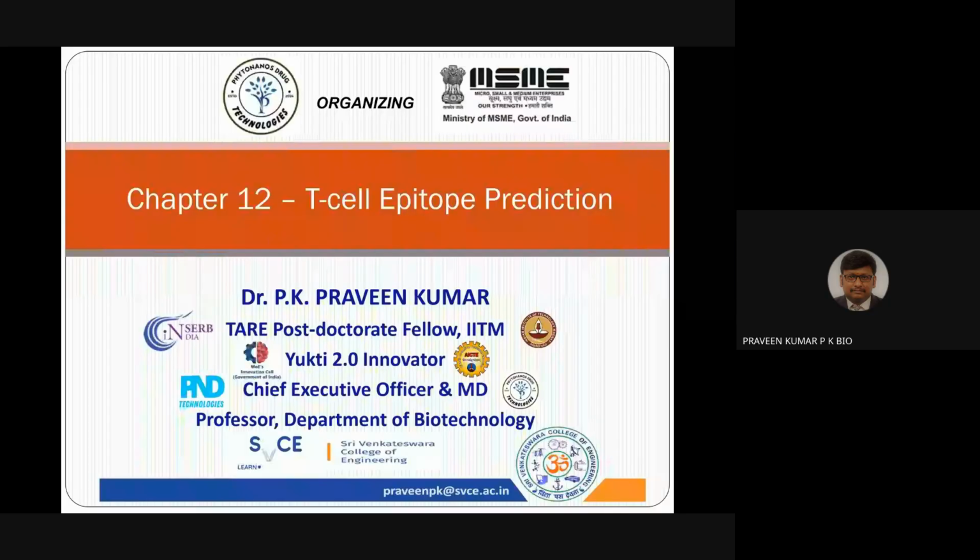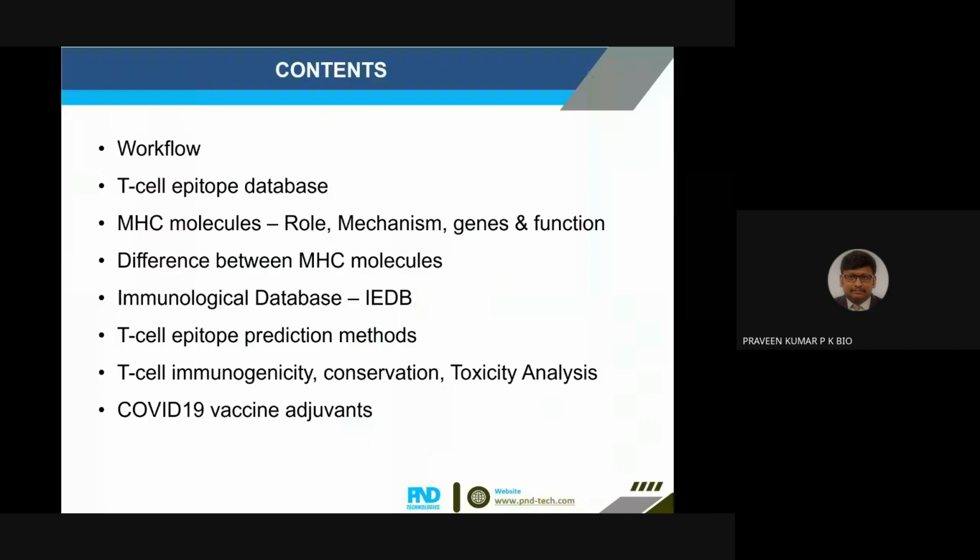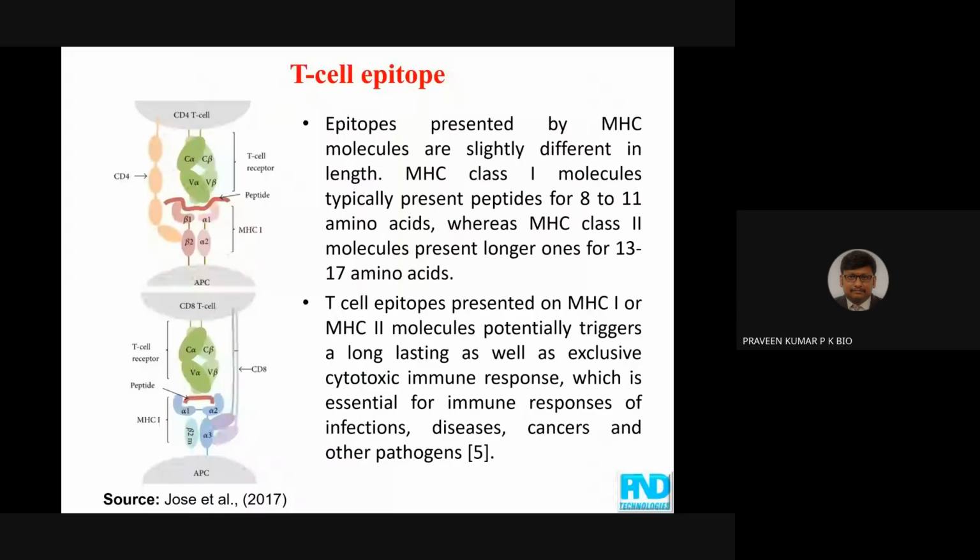Just for 5 or 10 minutes, I will show you the PPT, then I will take you to the website and tell you how to practically do that. This T cell epitope is just a recap of whatever we discussed yesterday. We know that a subtype of T cell, that is CD4 T cell, is going to interact with the MHC2. This you have to remember. Similarly, the CD8 T cell is going to interact with the MHC1 gene of antigen presenting cell.